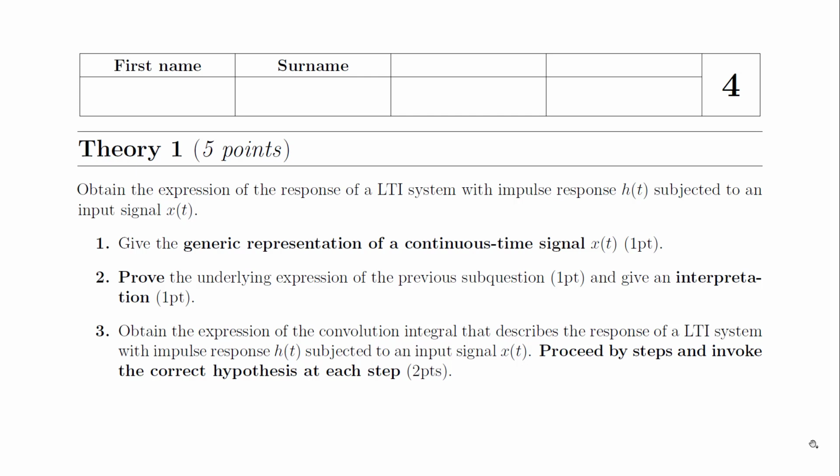Once you have this generic representation of a continuous time signal, you can use it to obtain the expression of the convolution integral, proceed by step, and invoke the correct hypothesis at each step.